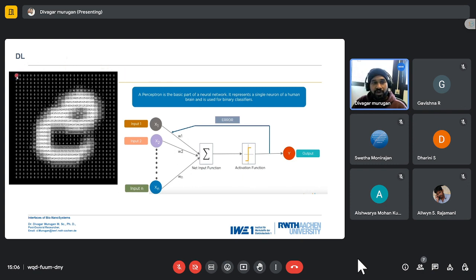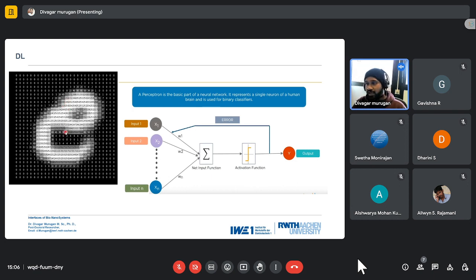So if I'm going to create all these pixels with 0.1, multiply all these pixels with 0.1, then I will create an input, create a net input function. That net input function should give me a threshold. So here I can create a threshold.